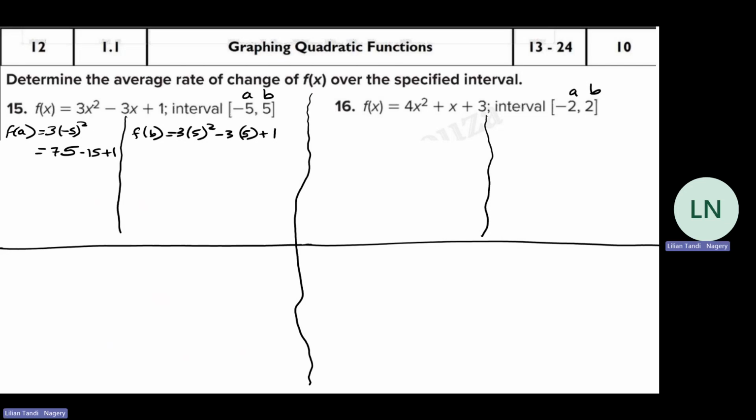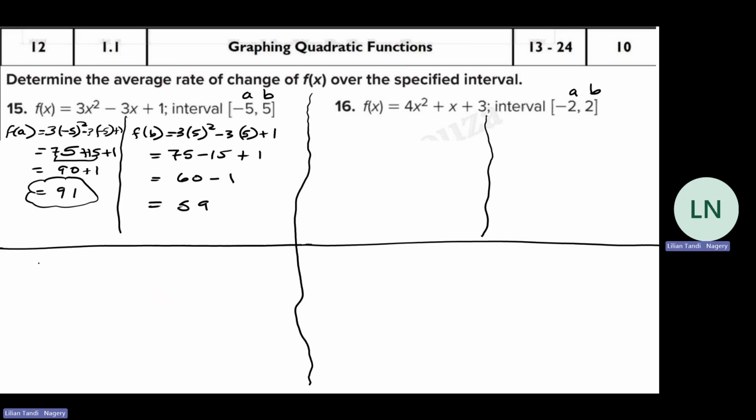So make sure when you're solving, you keep checking your work. Negative 3 times negative 5 plus 1. So that becomes positive 15. Okay, so 75 plus 15 is 90. And 90 plus 1 is 91. Very important number. And I do this one for f of b: 75 minus 15 plus 1. 75 minus 15 is 60, plus 1, which equals 59.